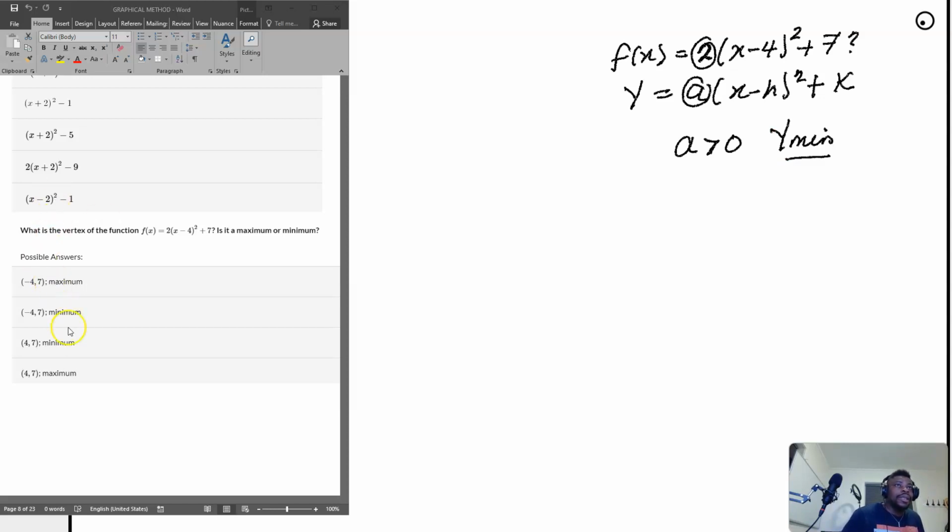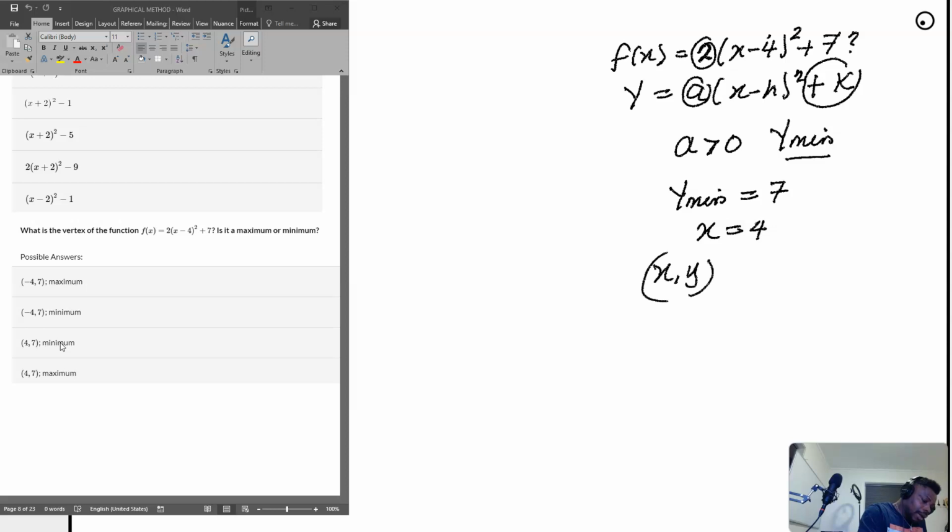So all the maximum is out. So our answer can either be this one or this one. So now let's get our y minimum. Our y minimum already is the value of k, which is 7, and our x value is h, which is 4. So x, y. Our x is 4, our y is 7, and this is minimum. Easy. So 4, 7 minimum, which is this option here.